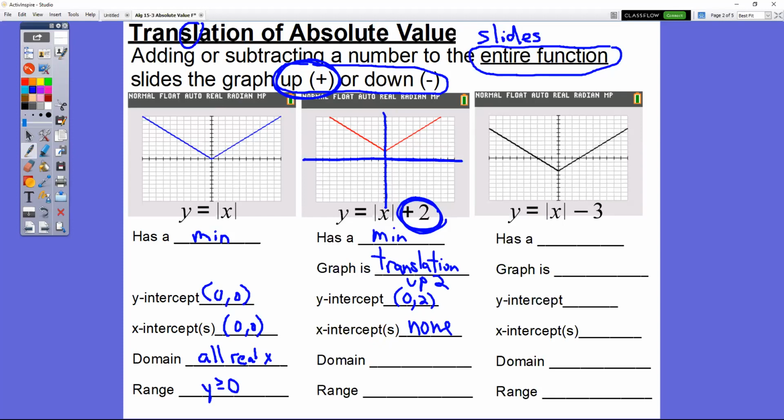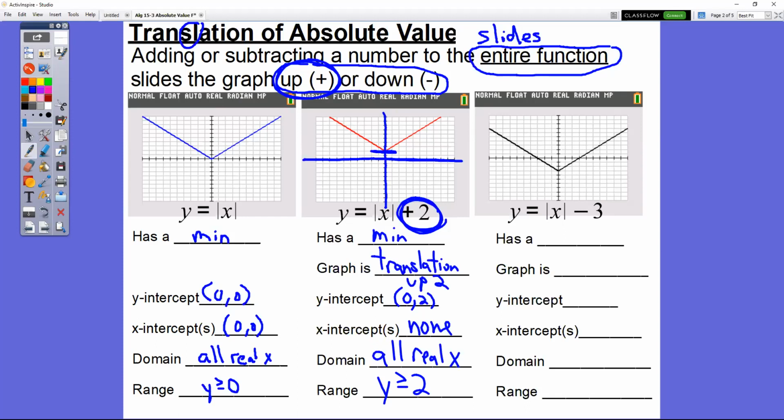Your domain of the graph. We go forever to the left. We go forever to the right. So all the positive numbers, all the negative numbers. So it is all real x. The range of our graph: 2 is the lowest number right there for our y values, but everything above it is in our graph. So the range is y is greater than or equal to 2.